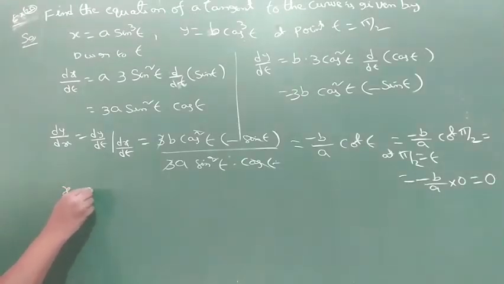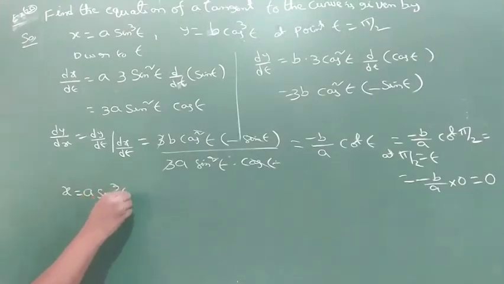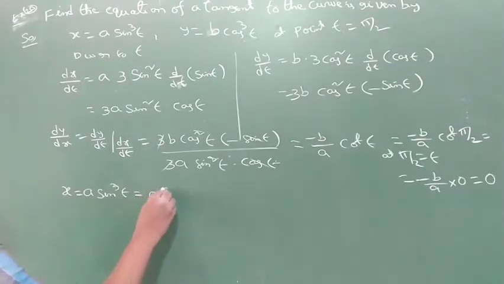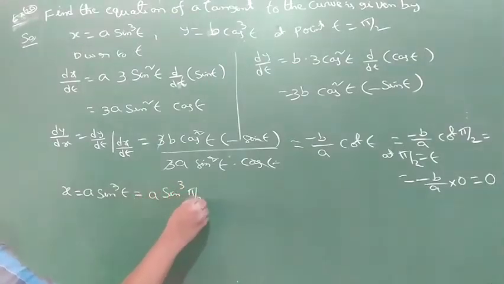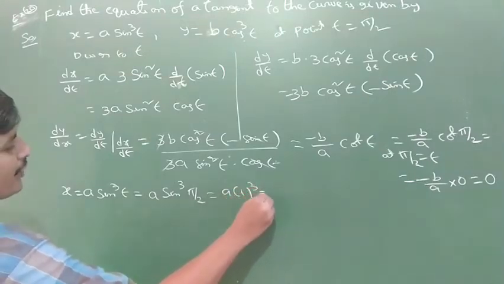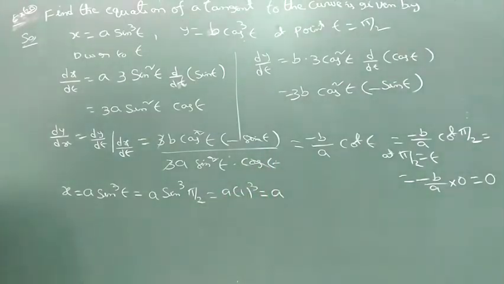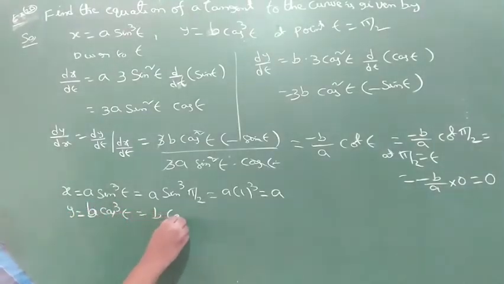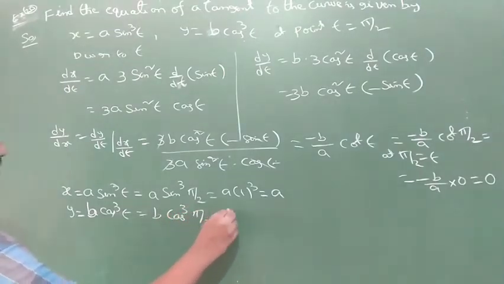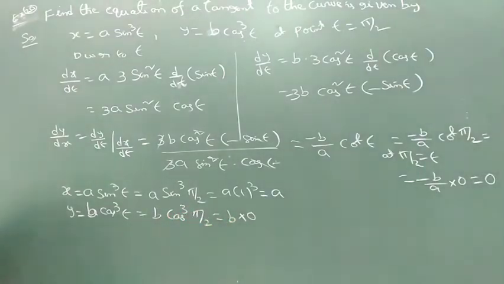Now x is equal to what? X is equal to a sin cube t, where t is equal to pi by 2. So a into sin cube pi by 2, that is a into 1 cube, which is equal to a. So x is equal to a. From the trigonometry table, sin 90 degrees is equal to 1. Now y is equal to b cos cube t, so b into cos cube 90. Cos 90 is 0, so y is equal to 0. So the slope is 0 at the point x equals a, y equals 0.